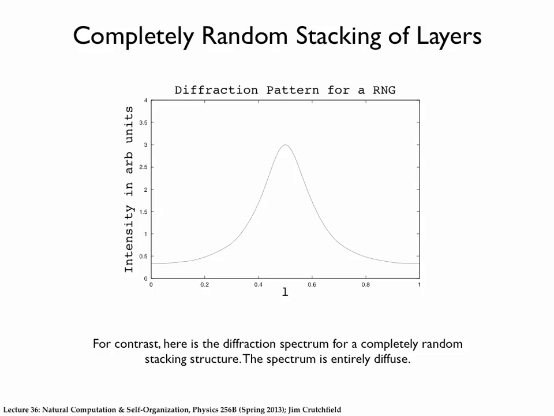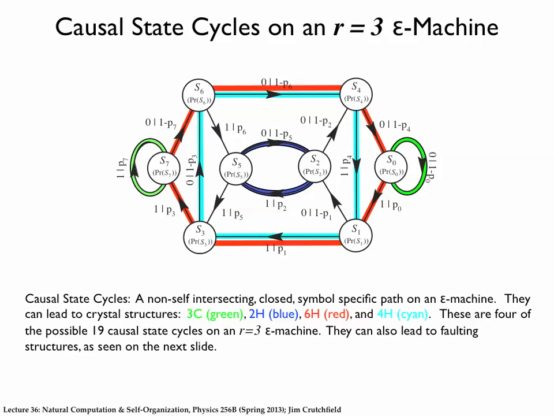I just want to show you how the structures we've looked at so far look, just to remind you once again, and this is the same graph that you've seen. There are 19 possible causal state cycles on an R=3 epsilon machine that we can write down. If we go to R=4, this goes up to 179 possible causal state cycles. That means there are 179 possible crystal structures that we can model with this.